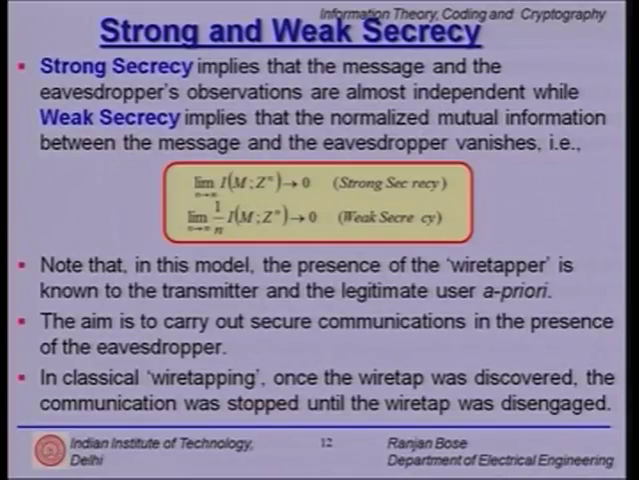Then we looked at strong and weak secrecy. The strong secrecy condition we observed is that the mutual information between the message and the observations of the eavesdropper, I(M;Z^n), tends to 0 as n tends to infinity, and the normalized mutual information, (1/n) I(M;Z^n), tending to 0 is the weak secrecy condition as n tends to infinity.